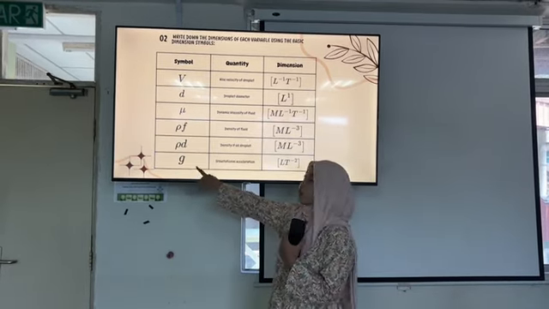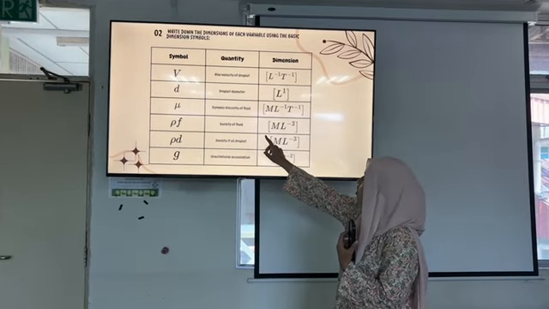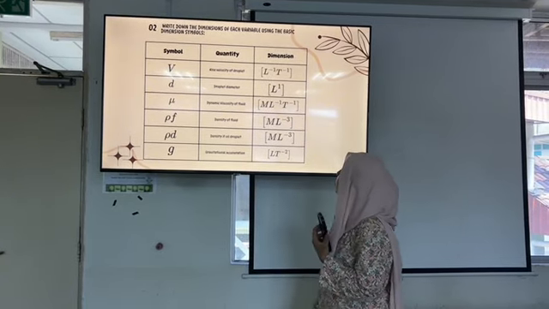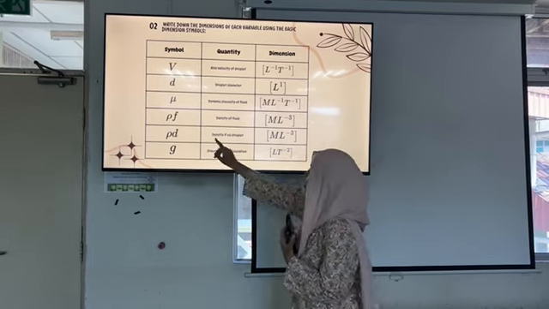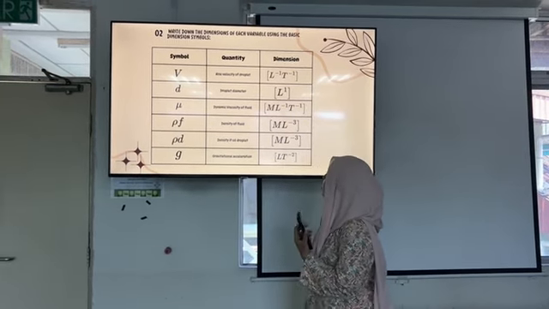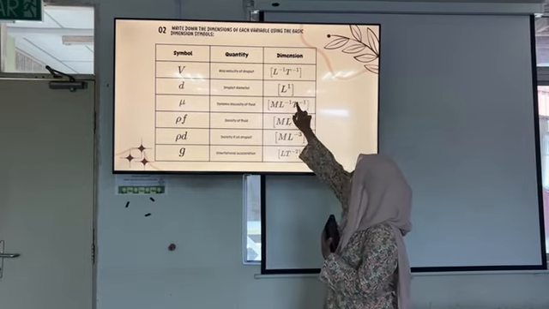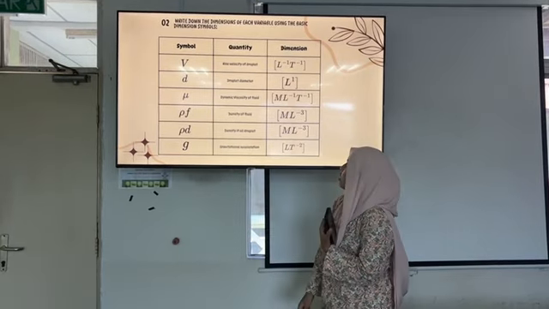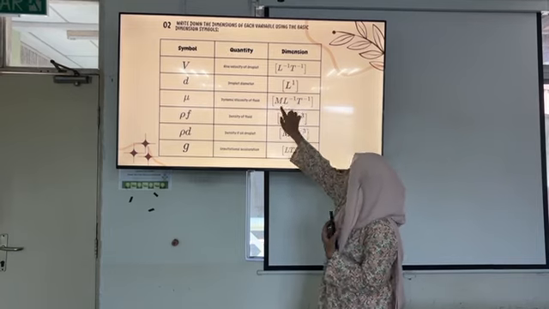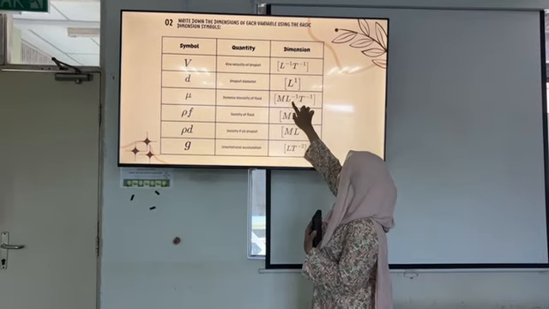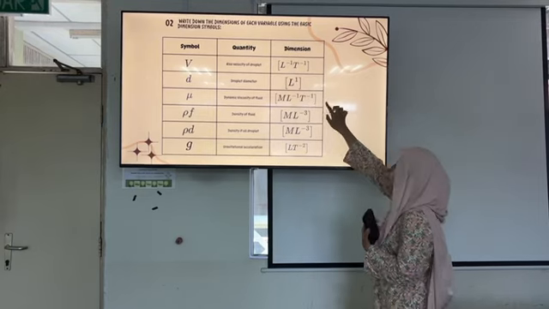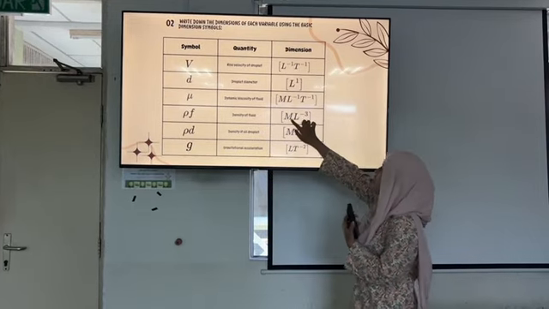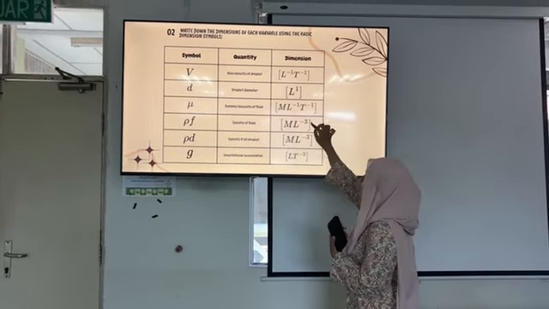So here we have 6 different variables. v represents the rise velocity of the droplet and has the dimension l to the power of 1, t to the power of -1. d represents the droplet diameter, whose dimension is l to the power of 1. mu represents the dynamic viscosity of the fluid, with dimension m to the power of 1, l to the power of -1, and t to the power of -1. rho f represents the density of the fluid, whose dimension is m to the power of 1, l to the power of -3.